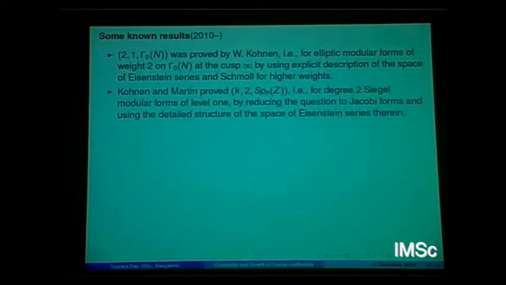So Cohen and Martin proved the degree 2 Siegel modular form case in level 1, Sp_2. I wrote it wrongly before. In the first case, if the weight is 2, we have to suppose the bound is a bit less than the Hecke bound, so we have to assume something like that. It's less than the Hecke bound, where 2 is marked in this case.